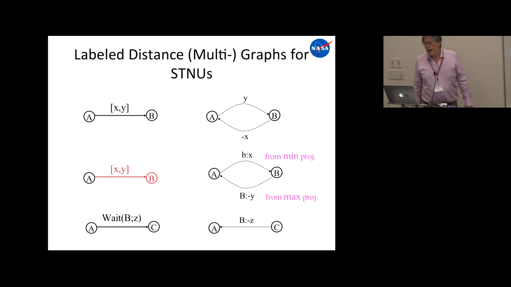But let me just show you. I want to get to an example that's going to show you what the issue is in dispatching STNUs. So I have a couple of slides to go for that. This is what a labeled distance graph for an STNU looks like. This is our ordinary free constraint between two free time points. This is our contingent constraint. It's going to almost look like the distance constraint that we had before, except there's going to be labels, a lowercase label and an uppercase label.